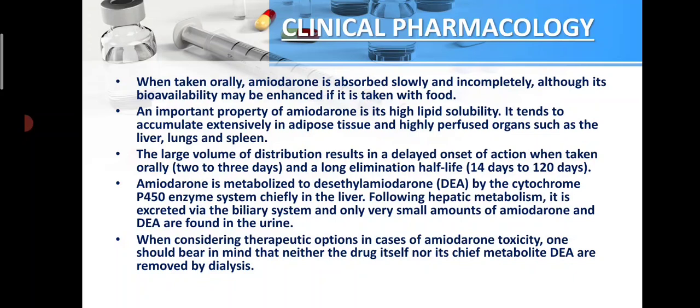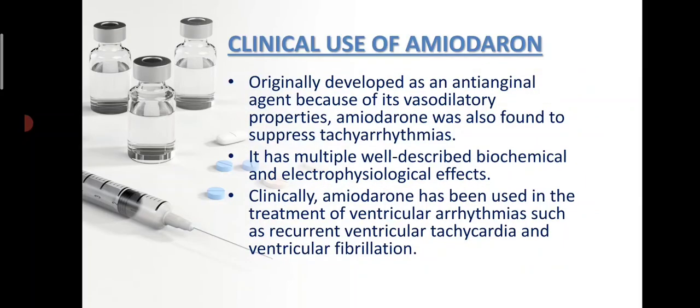Amiodarone is metabolized by the liver through the cytochrome P450 enzyme, and it is converted from amiodarone to desethylamiodarone, that is DEA. It is excreted via the biliary system, and a very little amount of amiodarone and its metabolite is found in the urine. If we are talking about amiodarone toxicity, we should keep in mind that the toxicity cannot be removed from the body through dialysis, either if it is amiodarone or its metabolite, that is DEA.